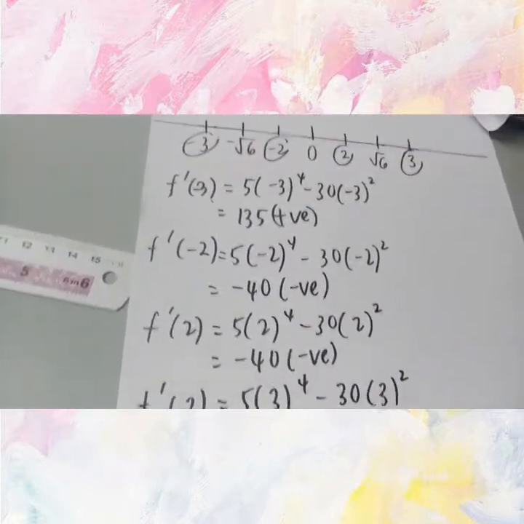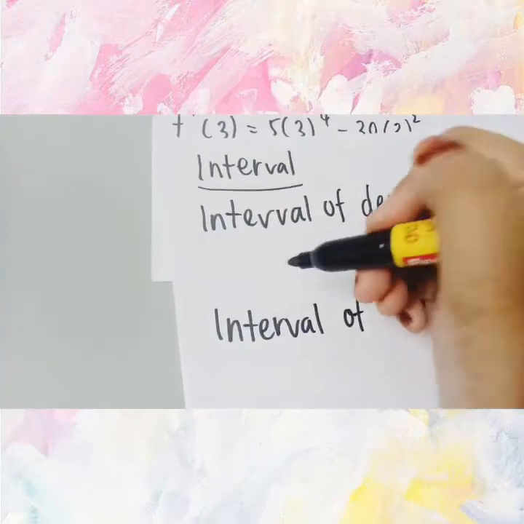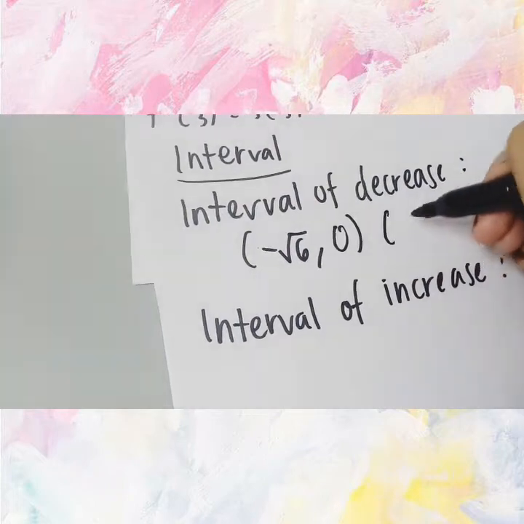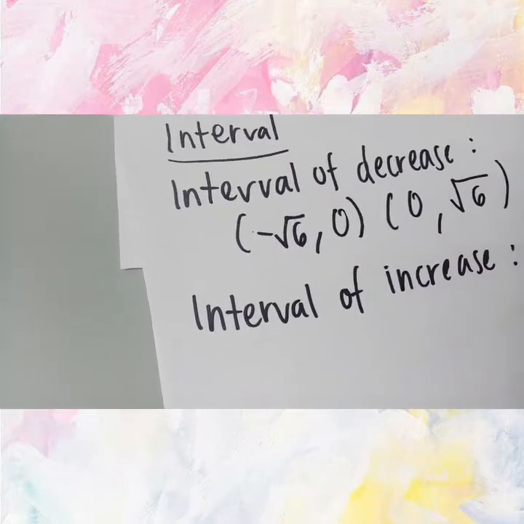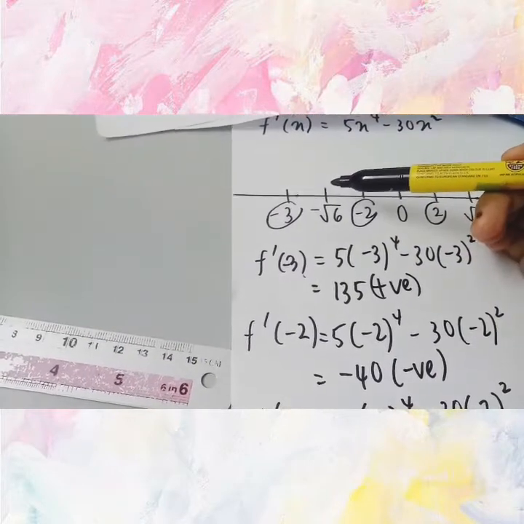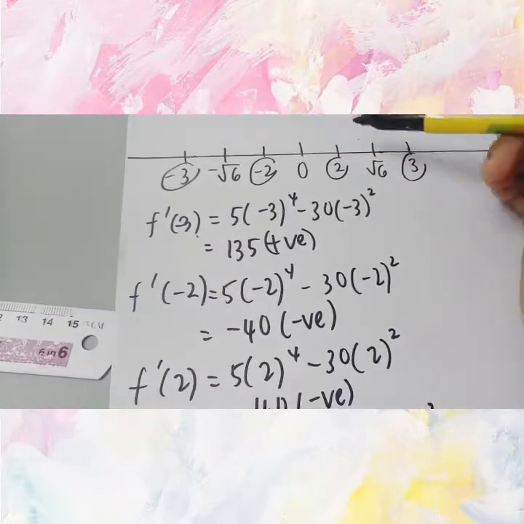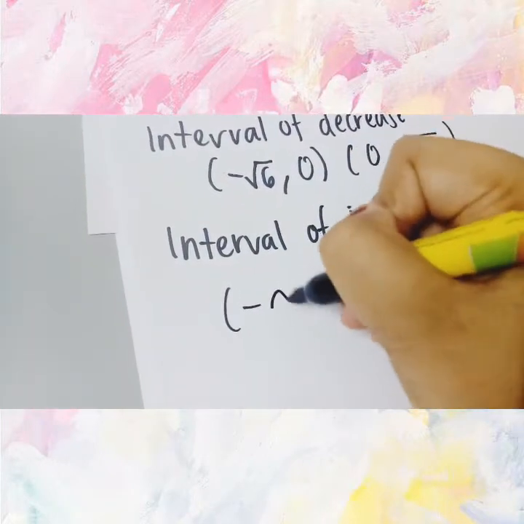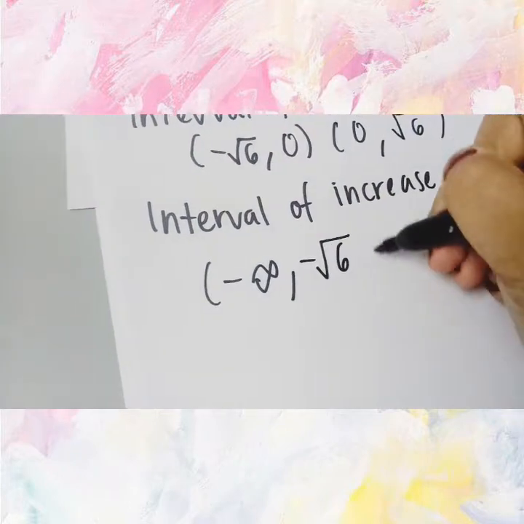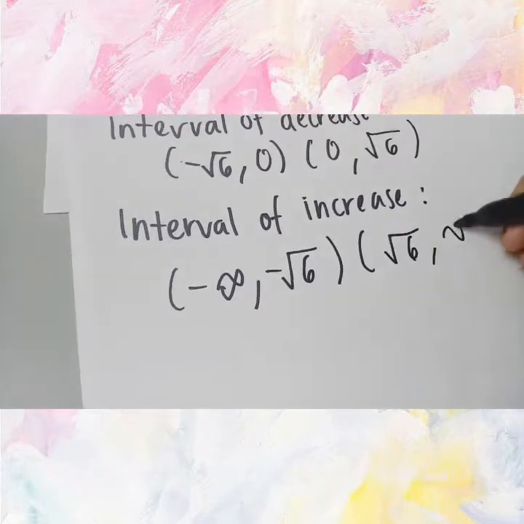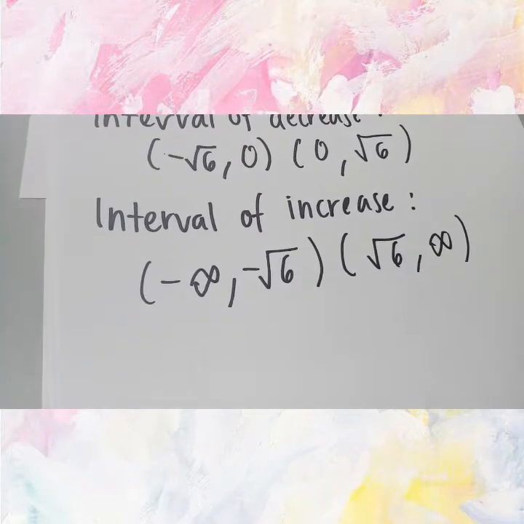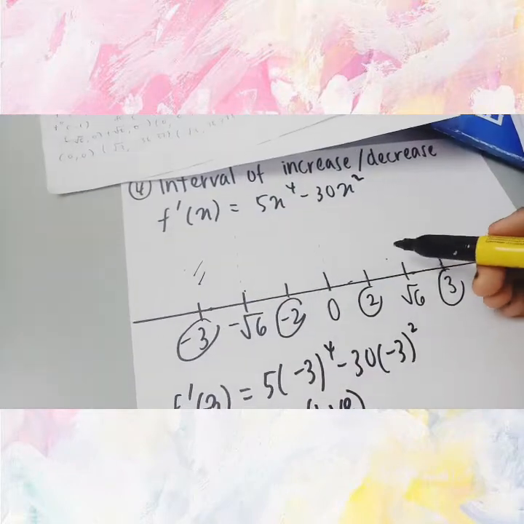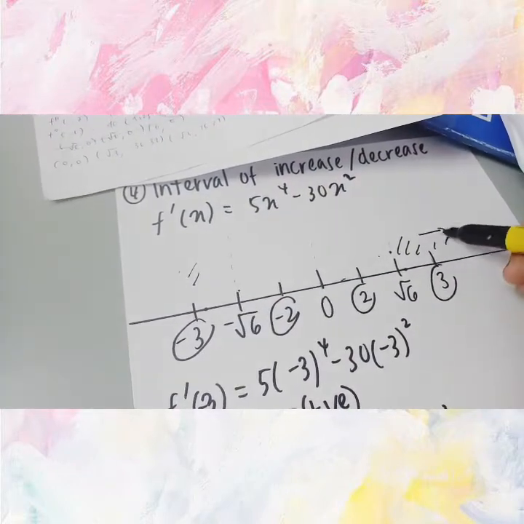From the values, we can conclude that the interval of decrease is from negative square root of 6 to 0 and 0 to square root of 6, from here to here and from here to here. For the interval of increase, we can conclude that it is negative infinity to negative square root of 6 and square root of 6 to infinity, which means from this to this and then from this to infinity.